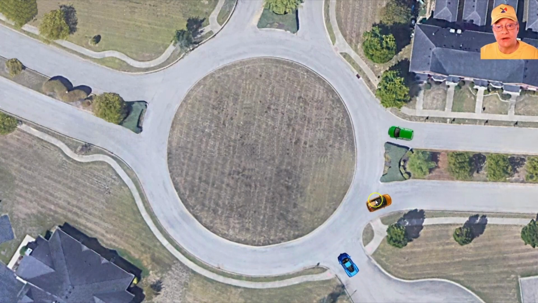So the driver of the golden vehicle is now exiting the traffic circle, and the driver of the blue vehicle is now starting to enter into the traffic circle. The driver of the green vehicle now has to wait and give way to this vehicle that's already in the traffic circle. Once a vehicle's passed, now the driver of the green vehicle can go ahead. So fairly straightforward there.